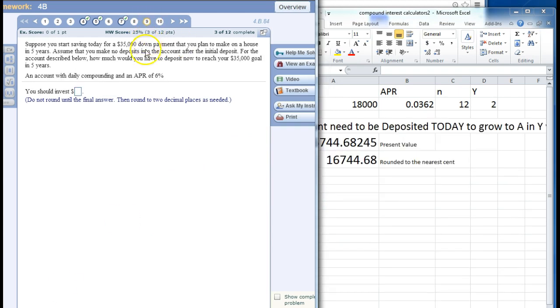Alright, this is number 9. This is a different type of problem. If you read it, you want to start saving today so you can have $35,000 as a down payment you want to make in 5 years. Alright, you're going to make no extra deposits into the account. That'll come later when we make monthly deposits after the initial deposit. So you just want to put down a lump sum and have it grow to $35,000 in 5 years. But it compounds daily, and this is APR. What do you need to invest today?